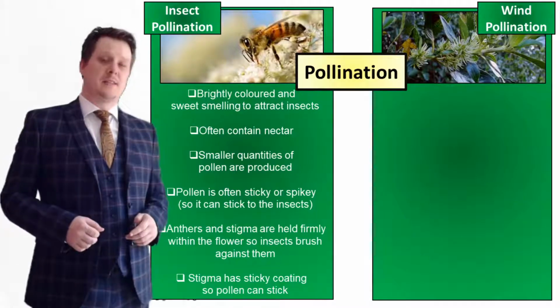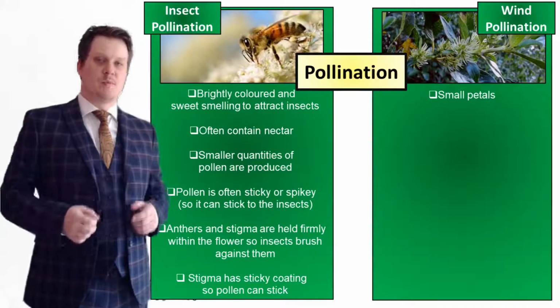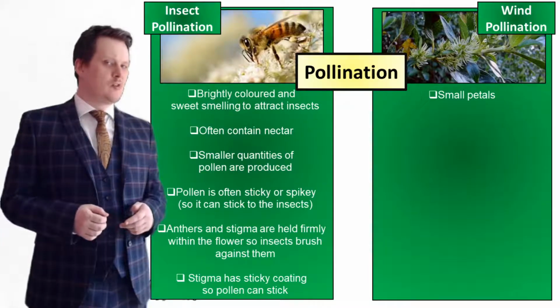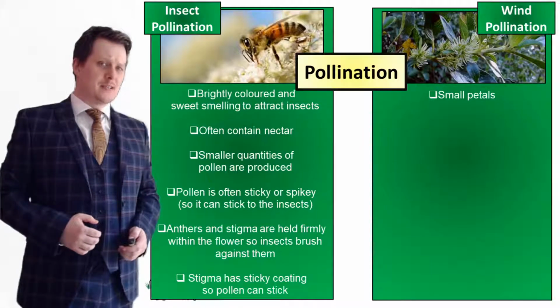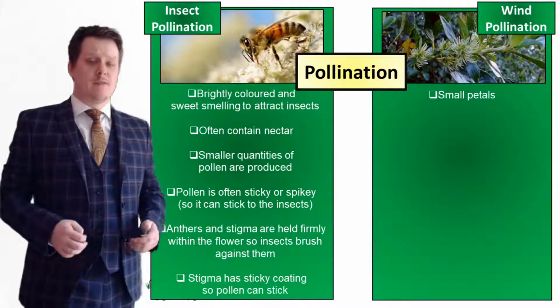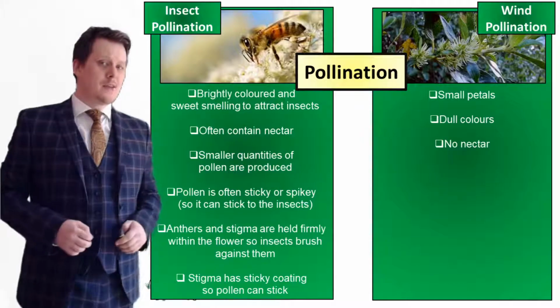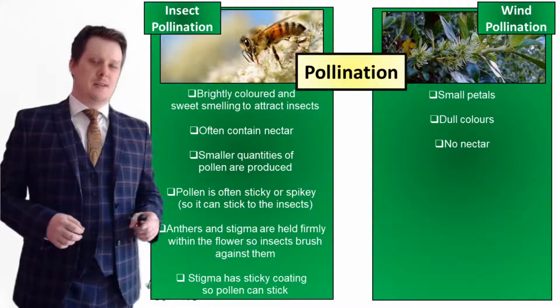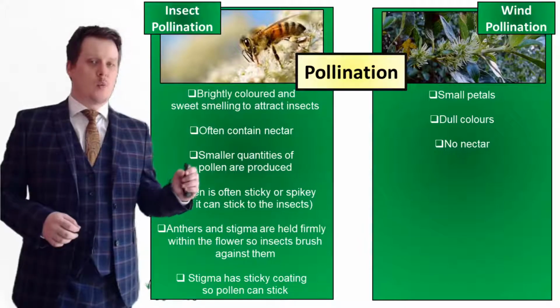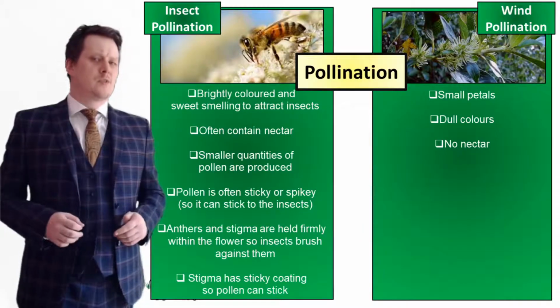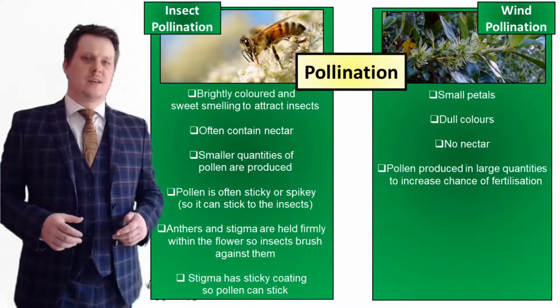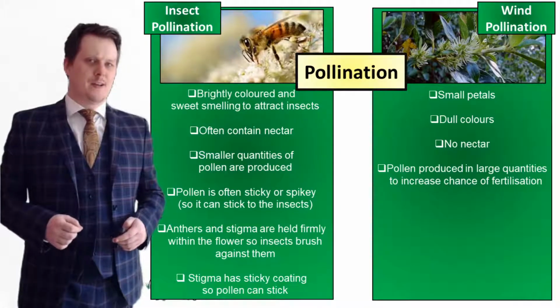Our wind-pollinated plants often have small petals. This is because they don't need to attract any insects. And because we're not trying to attract any insects, these wind-pollinated plants often are dull in colour and contain no nectar. Because the probability of our wind carrying our pollen from one plant onto the stigma of another plant is fairly low, these plants produce pollen in large quantities in order to increase their chance of fertilization.